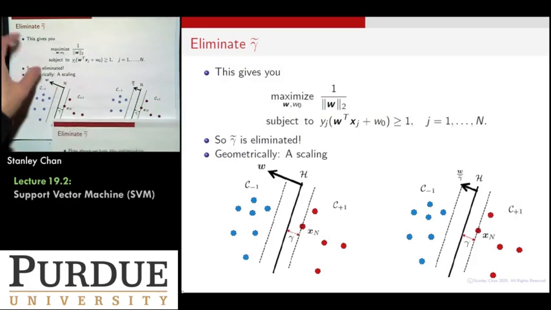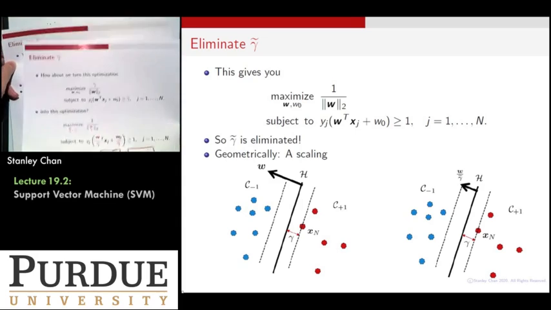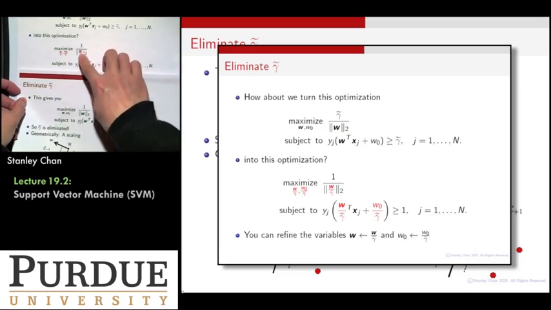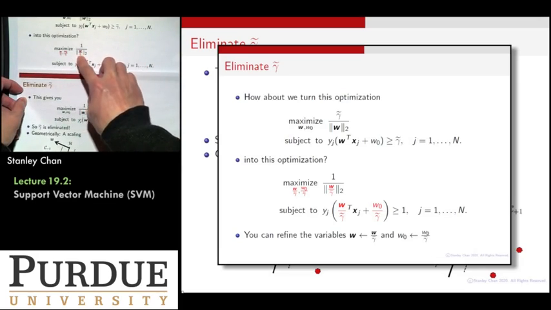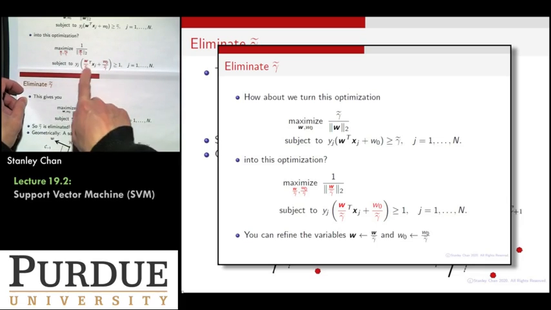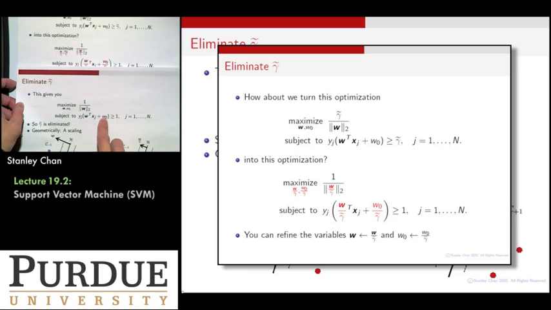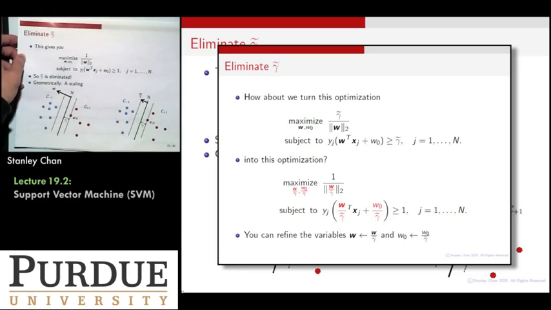Okay, so you can do a comparison between here, where you have 1 over the 2 norm of W divided by gamma tilde, replaced by W. Here you have W divided by gamma tilde, replaced by W. W0 divided by the gamma tilde, replaced by W0. Okay, so this is just a one-to-one correspondence.